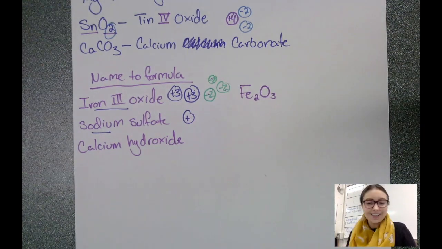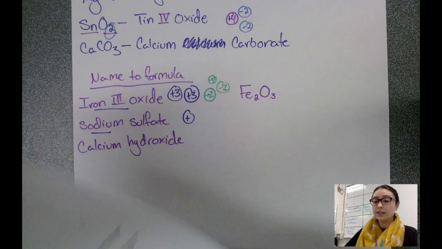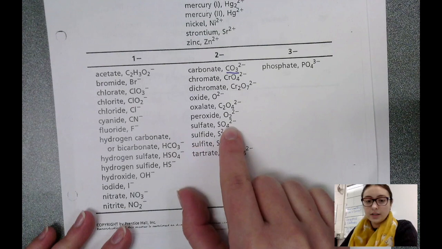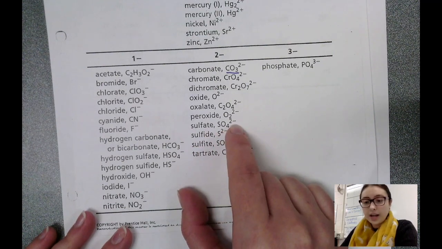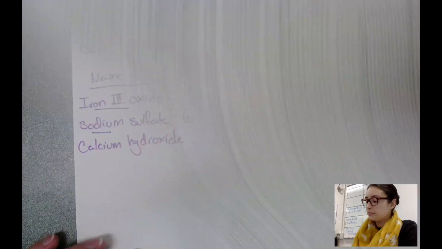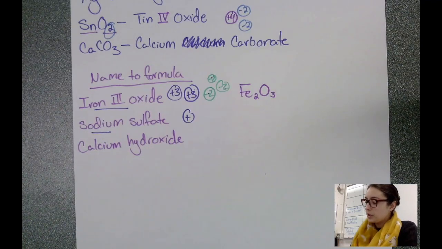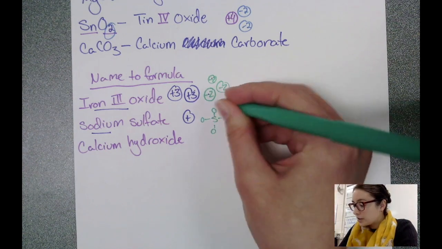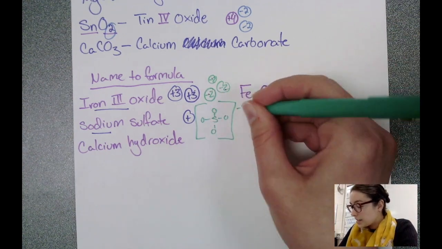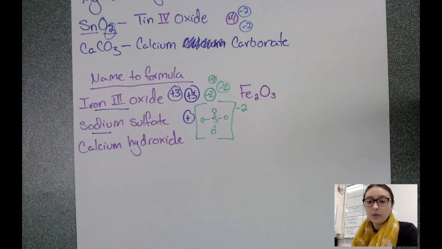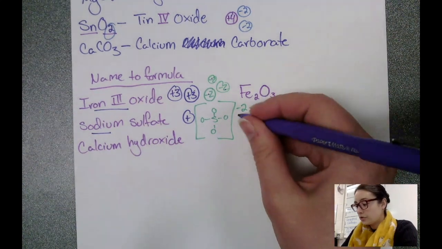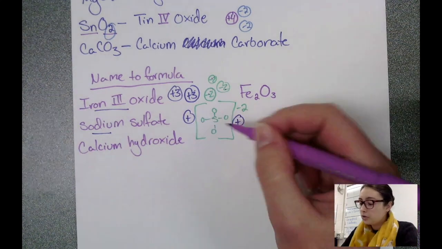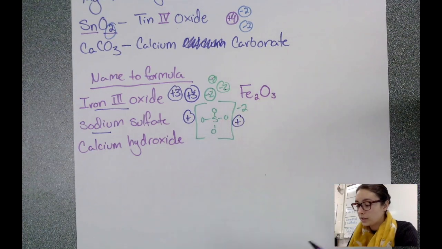Sulfate, ATE, is our hint that this is a polyatomic ion. So if we look at this, sulfate is SO4 with a negative 2 charge. So what that means is that you've got a sulfur bonded to 4 oxygens that altogether has a negative 2 charge. Well, that's not neutral, right? To make it neutral, we need another one of our positive 1 sodiums. So I've got 2 sodium ions combining with 1 sulfate.